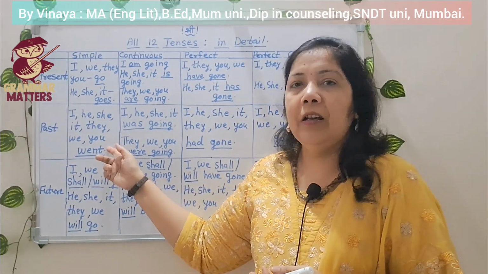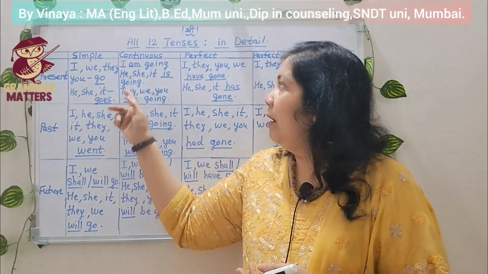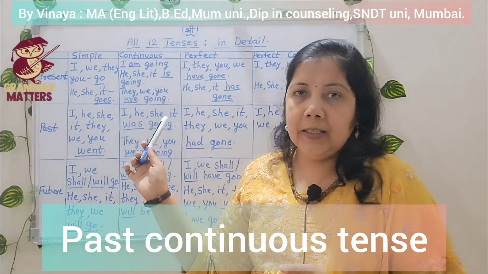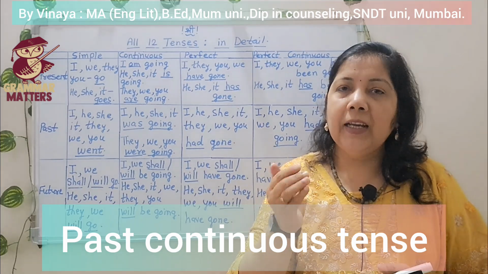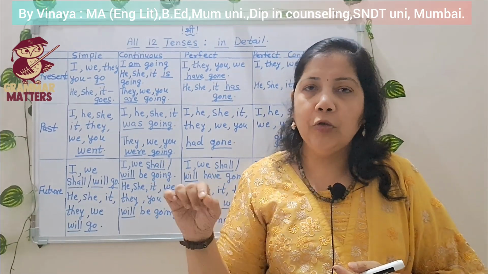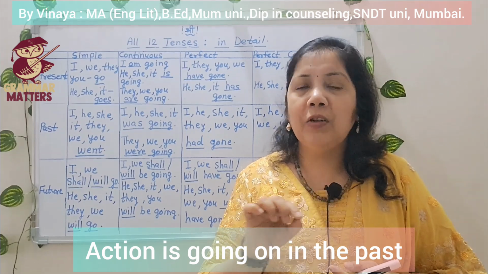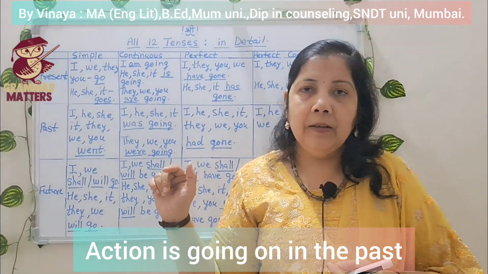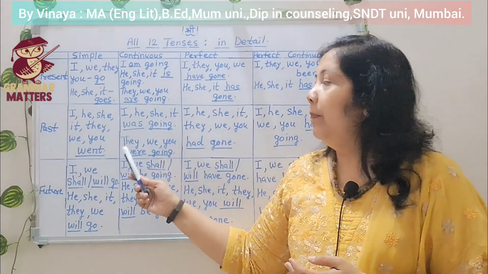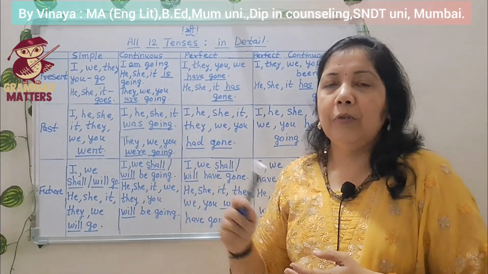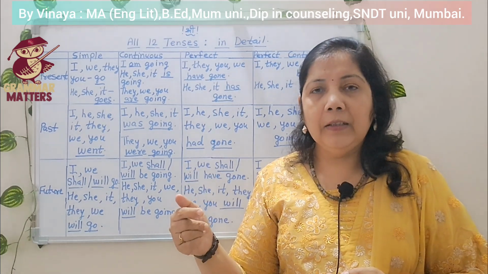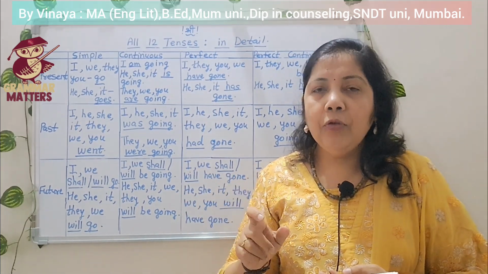Now the next one, past continuous tense. Means what? It is again in past, but it is continuous. The name only shows that the action is going on in the past. I, he, she, it was going. They, we, you were going. Now here either was or were has to be used. When to use was?